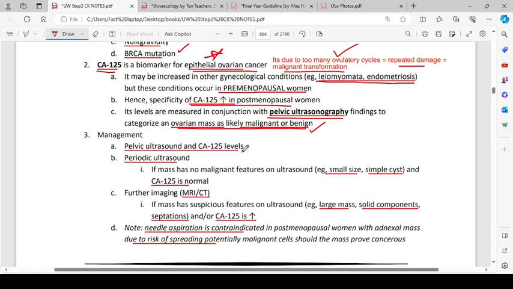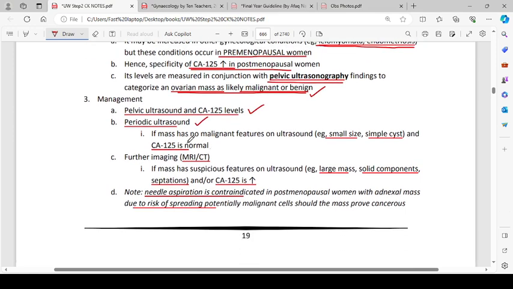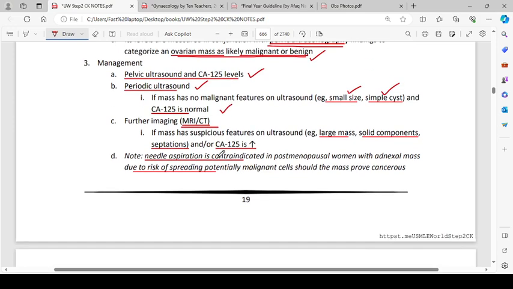Management: pelvic ultrasound, CA125 levels, periodic ultrasound. If the mass has no malignant features on ultrasound, small size, simple cyst, and CA125 is normal, further imaging, that is MRI and CT. If the mass has suspicious features on ultrasound, that is large mass, solid components, septations, and if CA125 is high. Note: needle aspiration is contraindicated in postmenopausal women with adnexal mass due to risk of spreading potentially malignant cells should the mass prove cancerous.